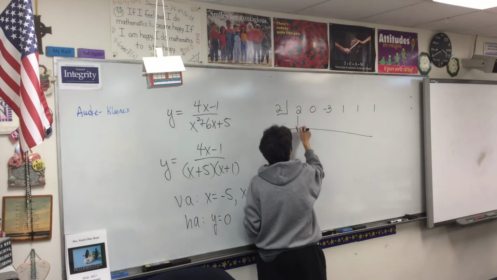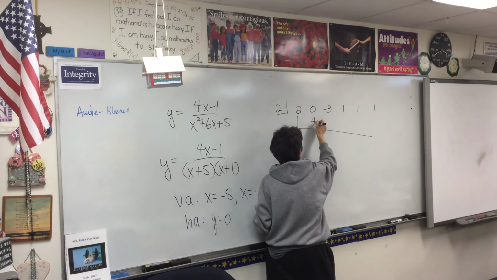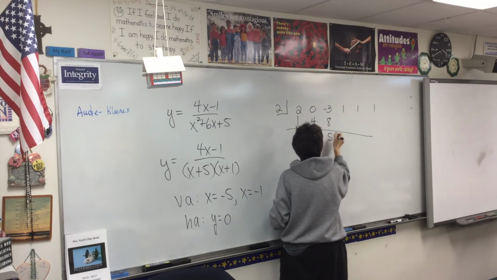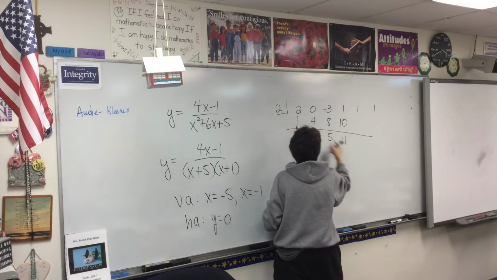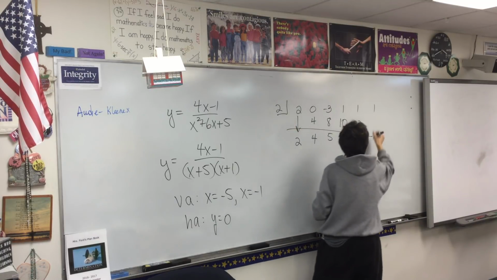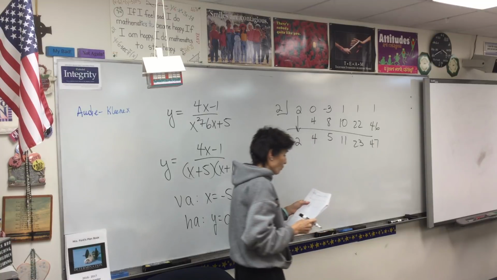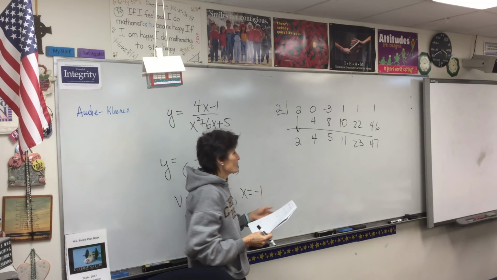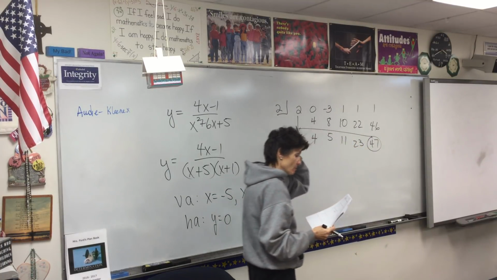Okay, so here we go. Drop this straight down. Then 2 times 2, add them. 2 times 4, add them. 2 times 10, 2 times 11, and 2 times 23. So the answer is 47. The question is, what's the remainder? So the remainder is just this last number, right? That's the remainder.